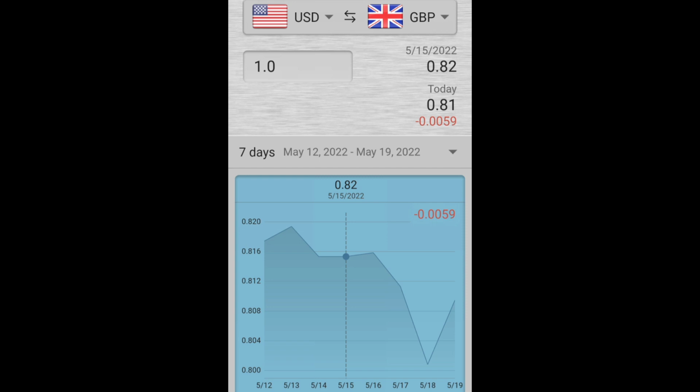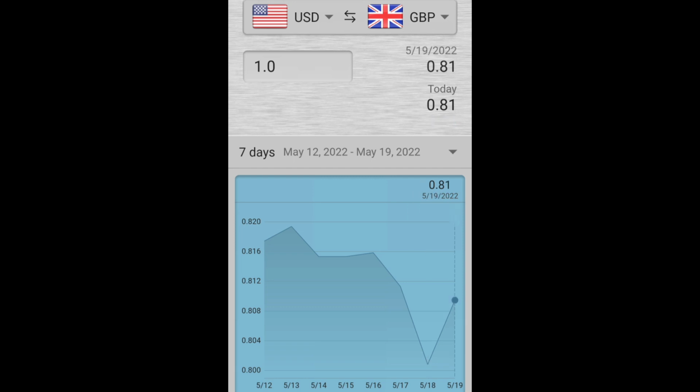For May 15, 1 US dollar is equivalent to 0.814 British pound. For May 16, 1 US dollar is equivalent to 0.82 British pound. For May 17, 1 US dollar is equivalent to 0.810 British pound. For May 18, 1 US dollar is equivalent to 0.801 British pound.